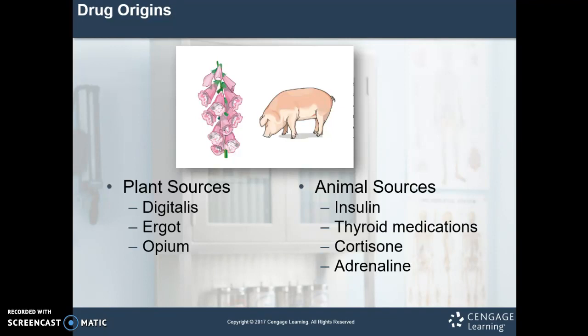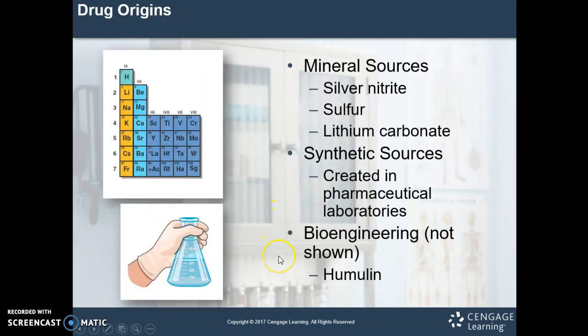That's where we get digoxin from, digitalis. Other drugs that come from plants include ergot and opium. You might be familiar with opium in the form of, I'm guessing, poppy seeds. Animal sources are also a source of drugs. We used to get insulin from animals. Now we synthesize it in a lab. We get thyroid medications, cortisone, and adrenaline from animals.